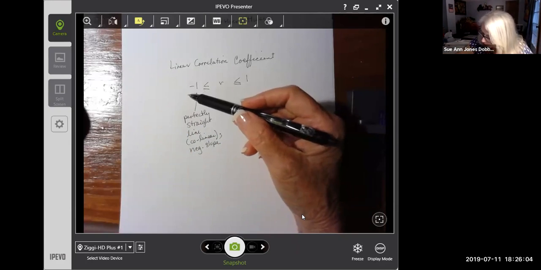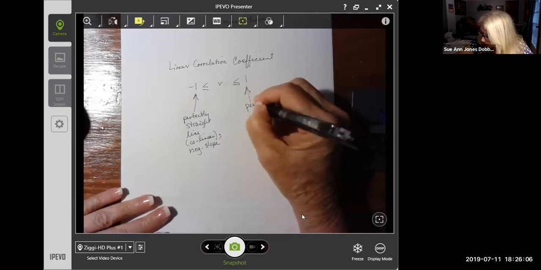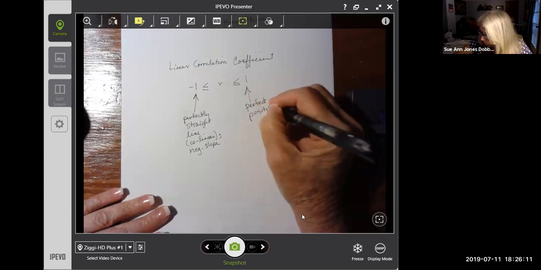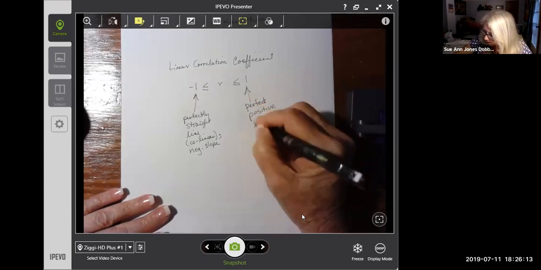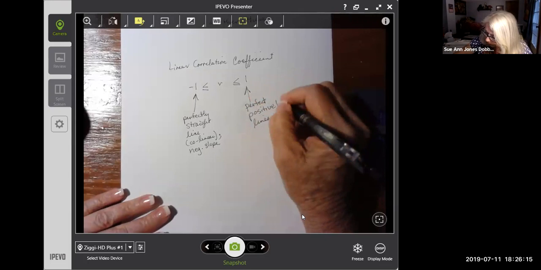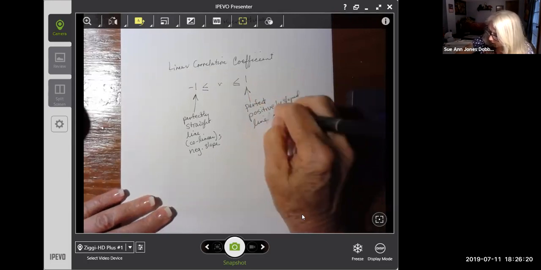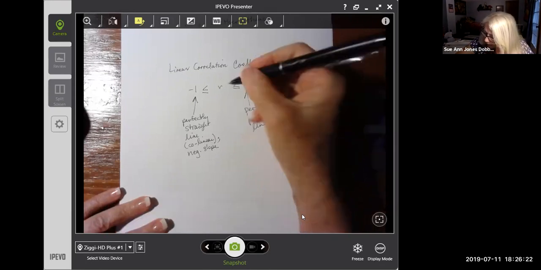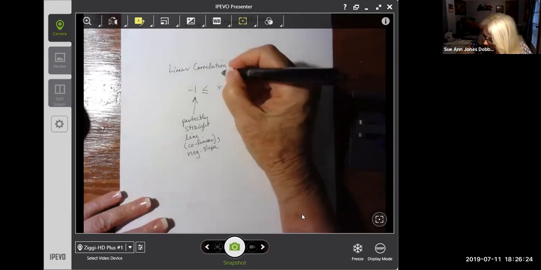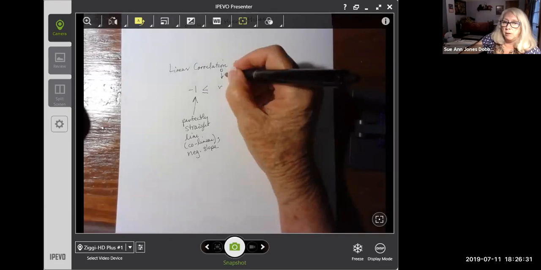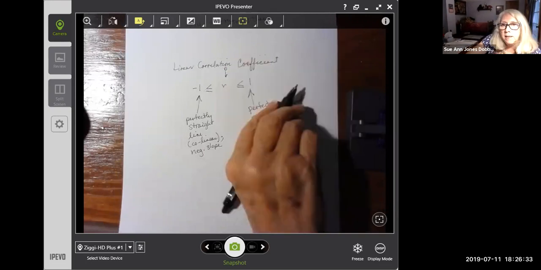On the other side, of course, this is a perfect positive line, and I should say positively sloped line. So the R can be between these two values, but when it gets in the range around 0, it shows no linearity. So let me go back again. Sorry about all the going back and forth, but it's important.